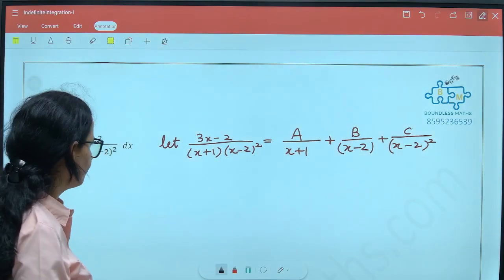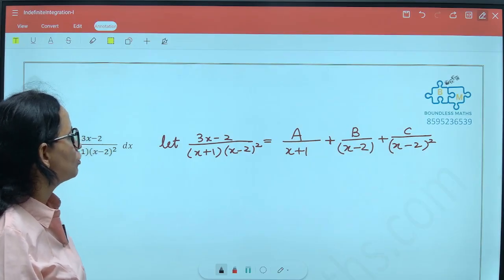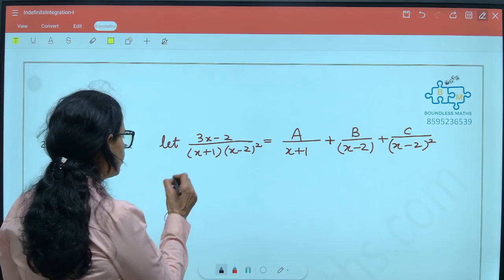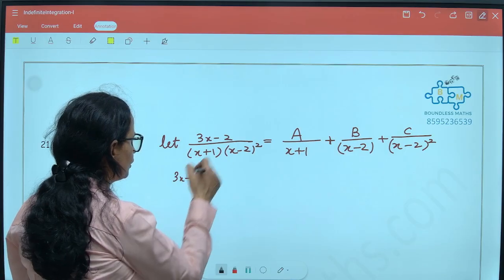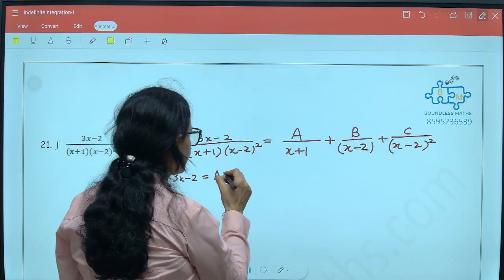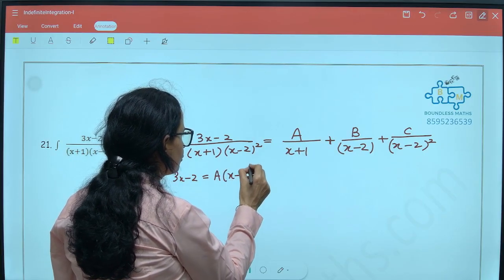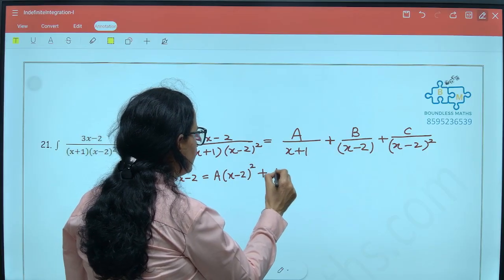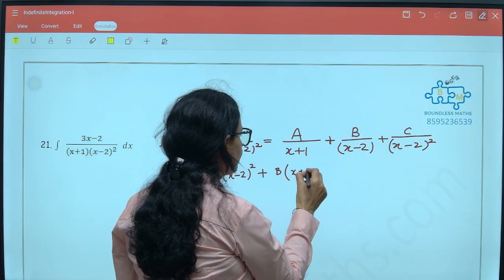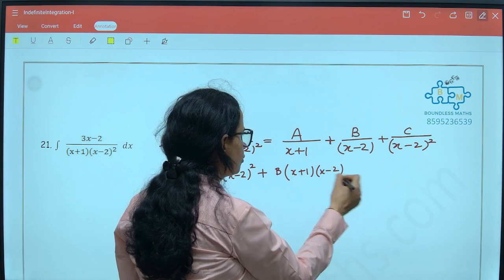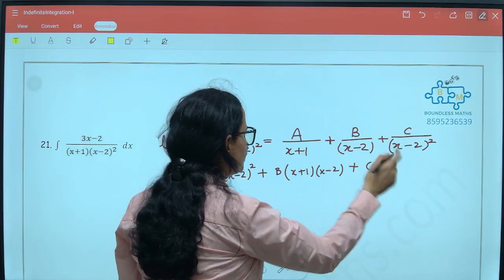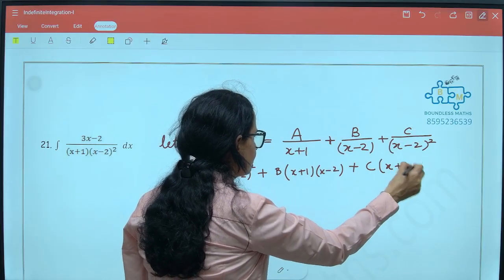So these are the partial fractions. Again, the next step is you equate the coefficients of x square, x and the constant term. So let's do that. That means 3x minus 2, the numerator of the left side, is equal to a into, because it has x plus 1 already there, it is going to be multiplied by x minus 2 whole square, plus b. X minus 2 is already there, so the left out factors are x plus 1 and x minus 2, plus c. It has x minus 2 whole square already in the denominator, so the only factor left out is x plus 1.